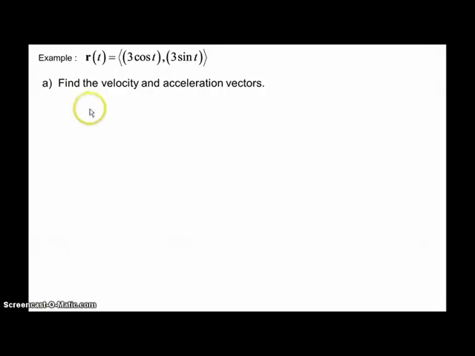All right, let's work an example. Find the velocity and acceleration vectors. So r of t here is the position vector, and that notation is used often on the AP exam. So r of t is the position vector, v of t is the velocity vector, a of t is the acceleration vector. All right, and so if r of t is given to us as 3 cosine t, there's the horizontal component, comma, 3 sine t, there's the vertical component.